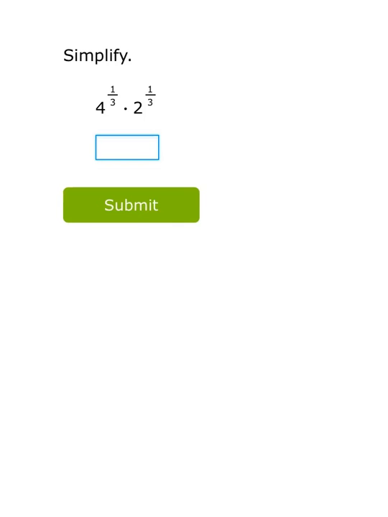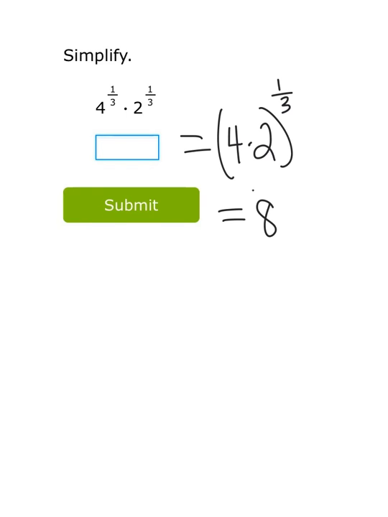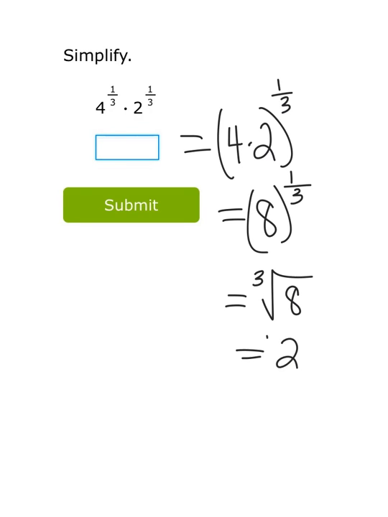This time I have 4 to the 1/3 times 2 to the 1/3. So same thing. Since both of these bases are being raised to the same exponent, I can go ahead and rewrite this as 4 times 2 raised to the 1/3. So 4 times 2 is 8, and then I would raise 8 to the 1/3. So this would become the cube root of 8 to the first power. So this is just the cube root of 8, which would be 2. Okay, next example.